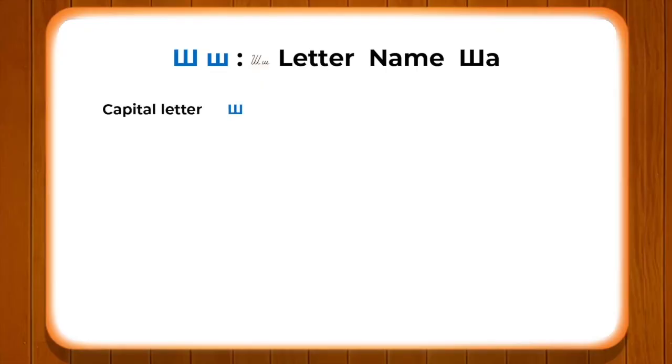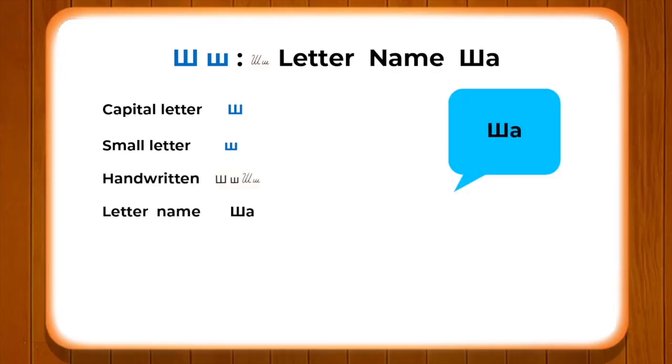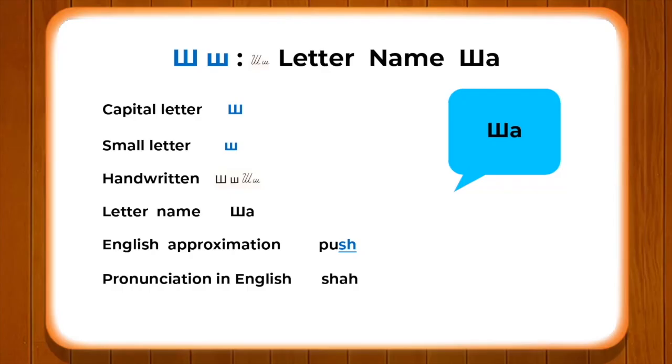Alright, now let's go ahead and look at this letter. The letter is Ш, Sh. An English approximation which we have used here is "push." Please pay attention when I am pronouncing the sounds, so that you have a fair idea about how to practice these different sounds at home with family and with friends.